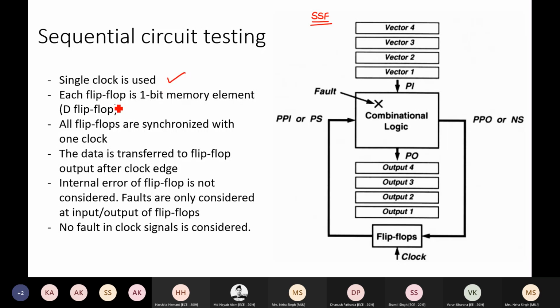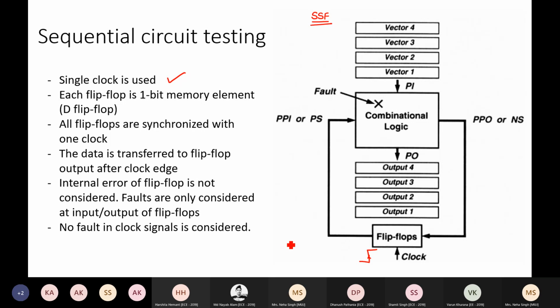Also the flip-flops that we are considering, these are simply 1-bit memory elements and a D flip-flop. Not JK, not SR. We are only considering the D flip-flop because memory elements are made up of D flip-flops. All flip-flops are synchronized with one clock and the data is transferred to flip-flop output after the clock edge. Maybe the rising edge or the falling edge. For the time being, we'll always consider the rising edge. जब भी क्लॉक का राइजिंग एज आएगा then only the data will be transmitted from input towards output of your flip flop.